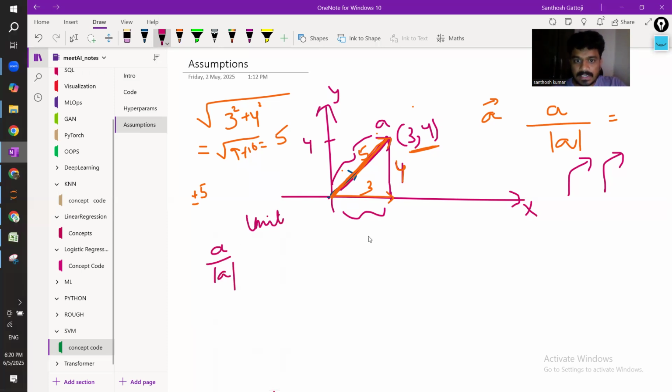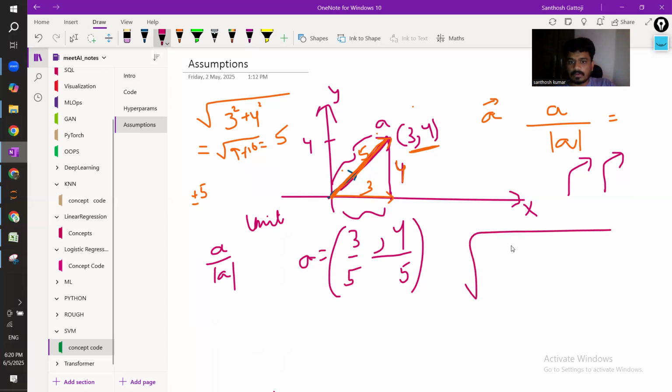So what is my A? A is 3 comma 4. What is the magnitude of A? 5. So 3 by 5, 4 by 5. This is another vector. Now what is the magnitude of this? Same formula: square root of (3 by 5) whole square plus (4 by 5) whole square.